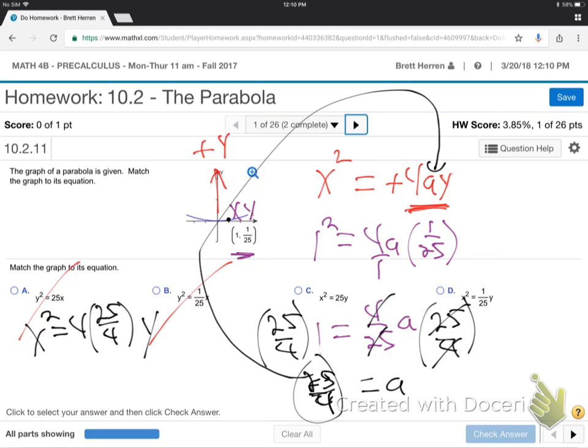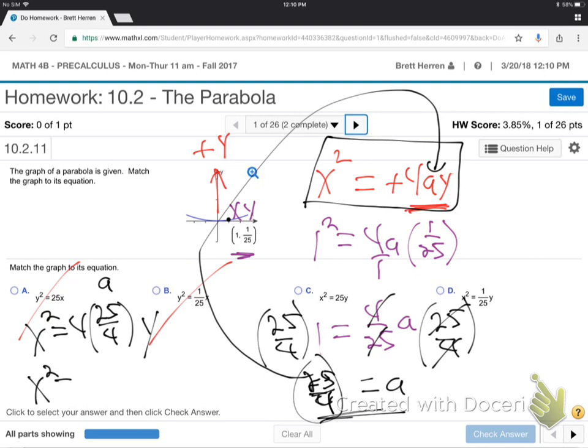What am I doing? Am I losing you? So what it is, I plugged in the point they gave me. Any point on a picture, that means you can plug it in. So I plugged in 1 for x, 1/25th for y. To solve for a, multiply by the upside down, the reciprocal. A is 25/4. Then I went back to the equation. This is the equation, except I didn't know what a is. Well, now I do. A is 25/4. I put 25/4 in right there.